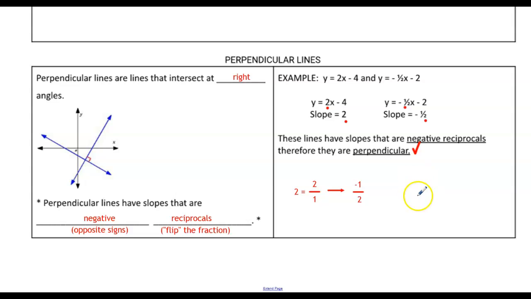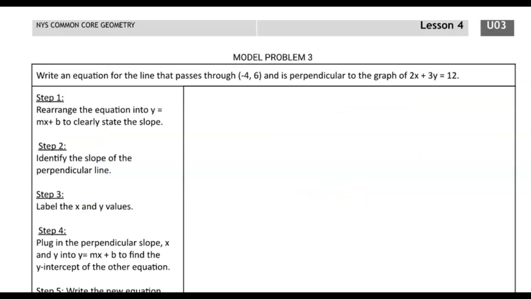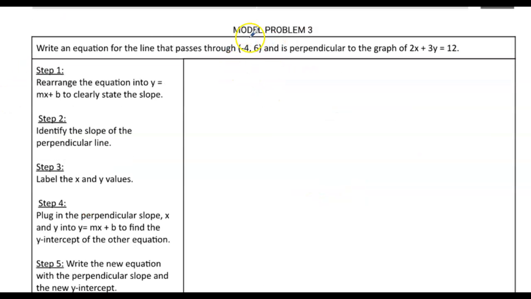It's an easy way to check to see if two lines are perpendicular without having to graph the actual lines on a coordinate grid. In the model problem, it asks for an equation of a line that passes through this point and is perpendicular to the graph of this line. So it seems like there's a little bit of work to do here, but let's get started. Step 1 is to rearrange the equation into y equals mx plus b, that slope-intercept form, to clearly state the slope.